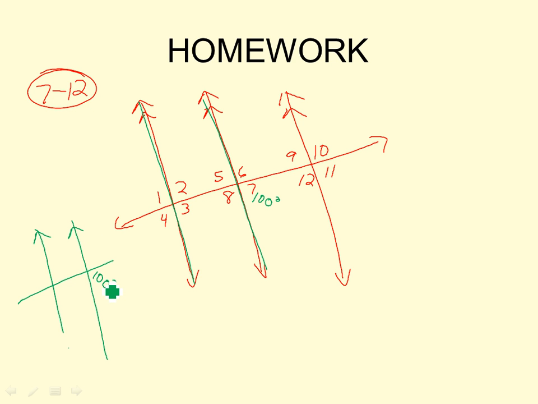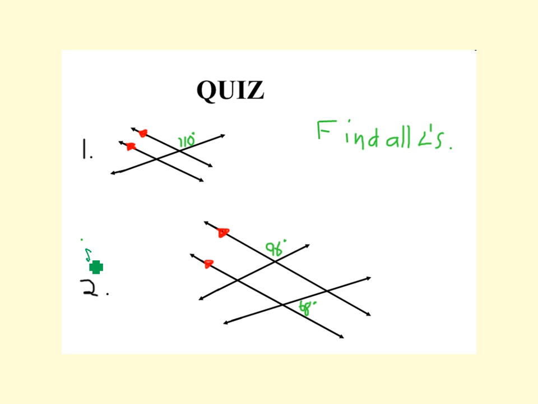If this angle's 100, then this one down here is 100 because they're corresponding angles. Remember, if you smash the two lines together, those are corresponding angles when they lay over top of each other. This one's 100, this one up here is 100 because those are alternate interior angles. You also knew that these two were vertical angles. These two angles have to be supplementary because they're a linear pair.